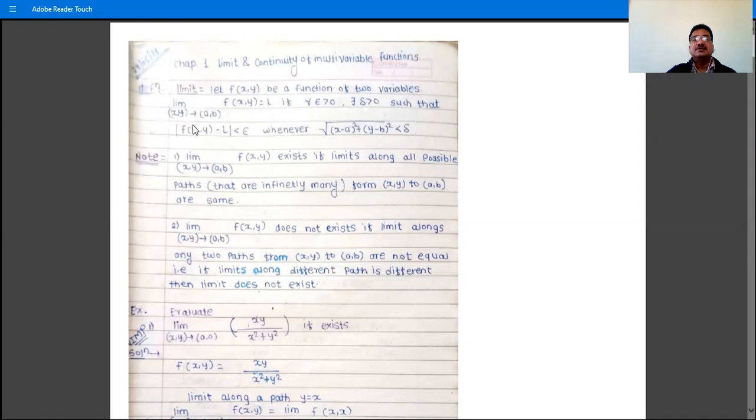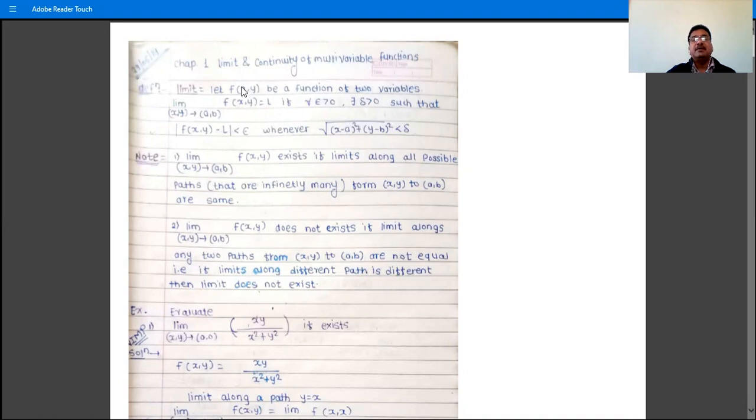delta greater than 0 such that |f(x,y) minus L| is less than epsilon whenever root of (x minus a) squared plus (y minus b) squared is less than delta. And this definition is useful to prove that the limit of a two variable function exists.